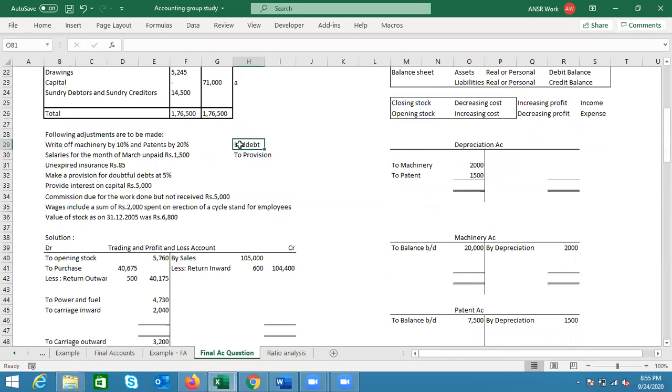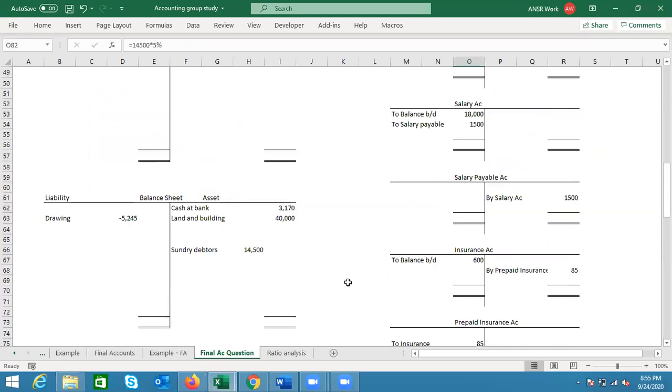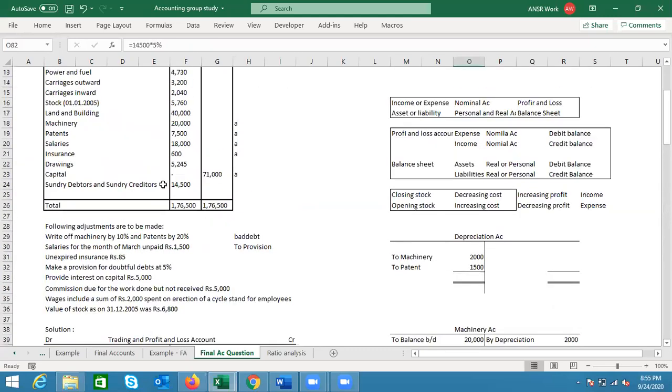Now that we know the entry is bad debt account debit to provision account, this entry will be posted in which side of bad debt account? Debit. Perfect. The particulars will be to provision for bad debt account. The amount will be determined as 14,500. 14,500 is nothing but sundry debtors into 5%.